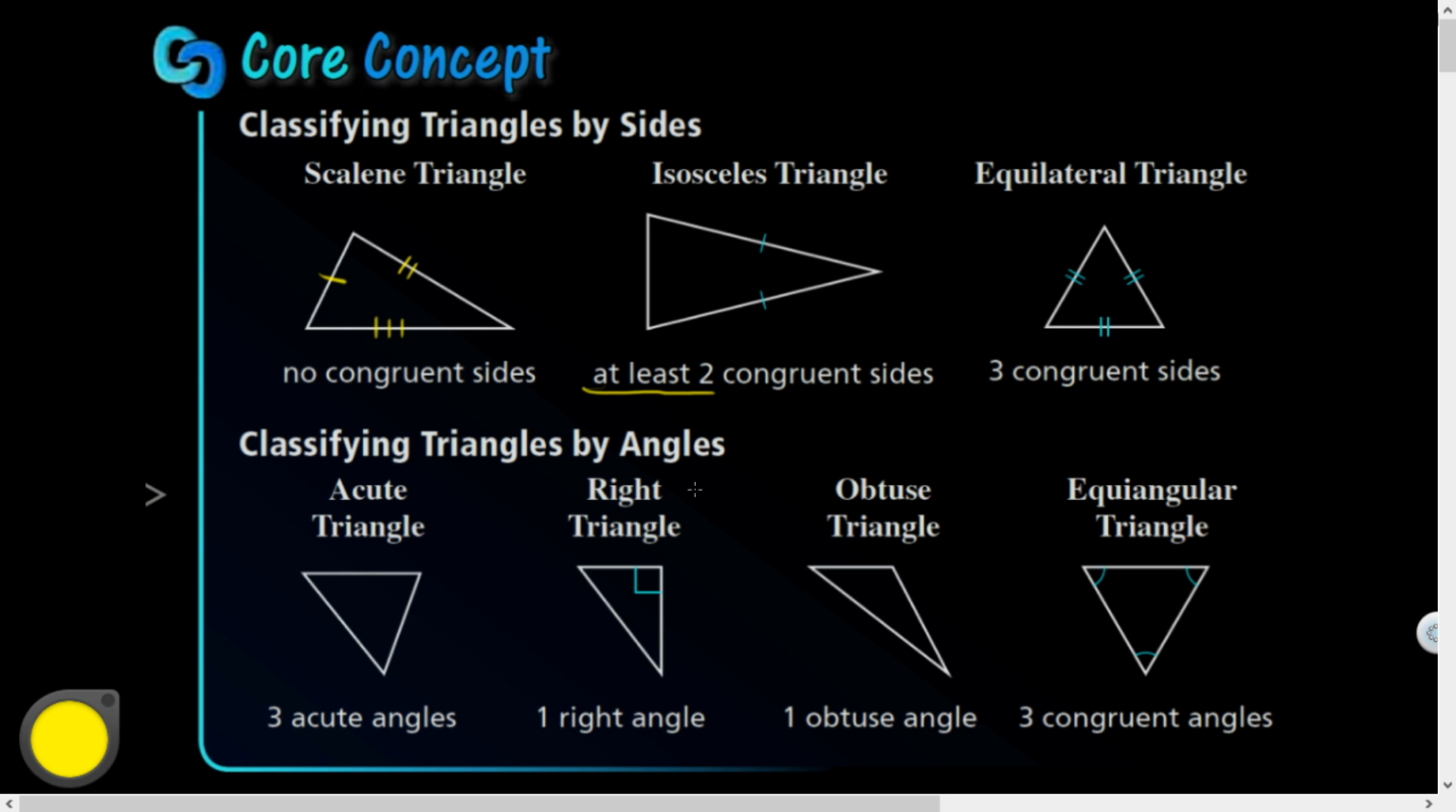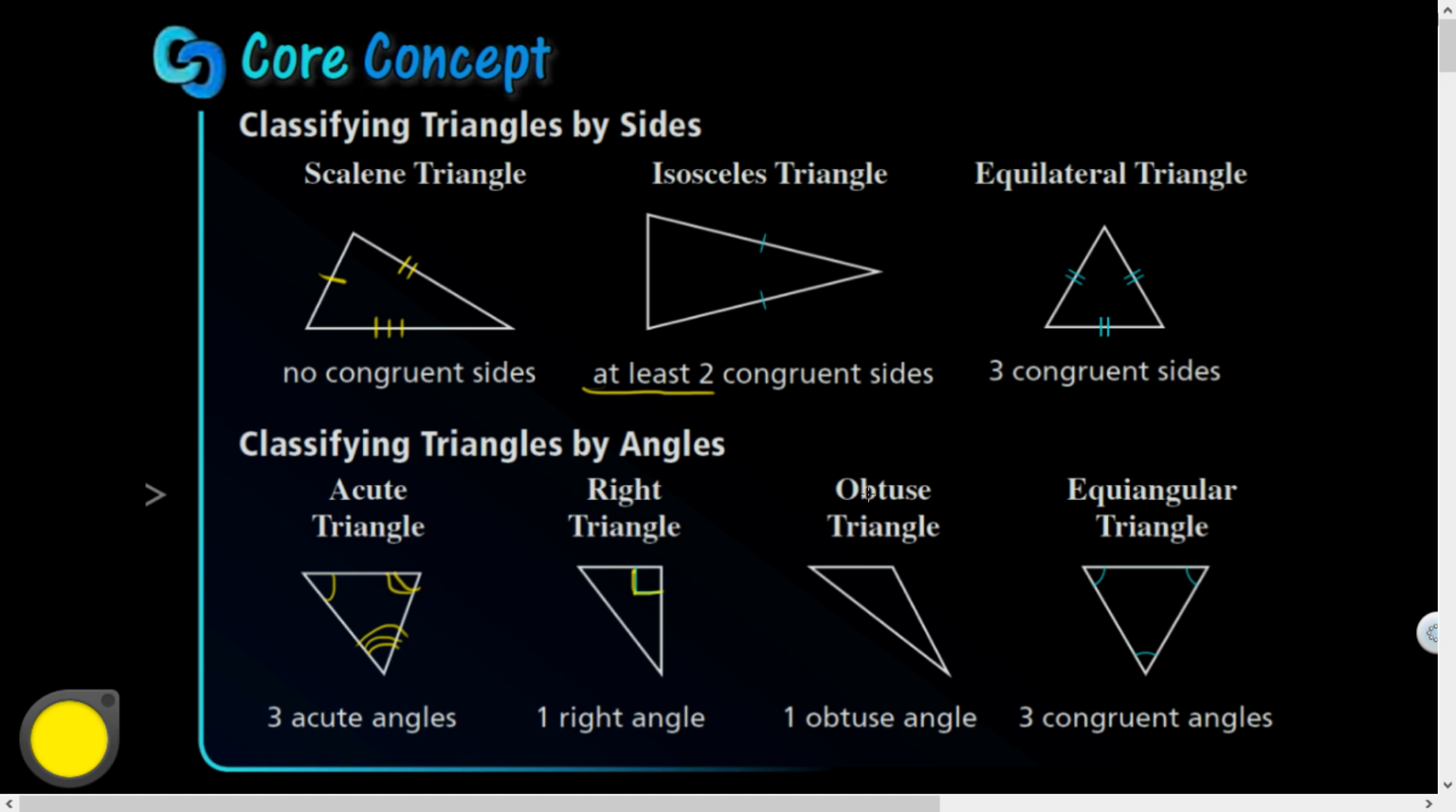Okay, classifying triangles by the angles. You can have an acute triangle. So all three, well, let's see, what was an acute angle? Do you guys remember? Probably less than 90. Yeah, those angles are less than 90 degrees. So all of these angles are less than 90 degrees for these 3 interior angles. A right triangle has an angle that's 90 degrees.